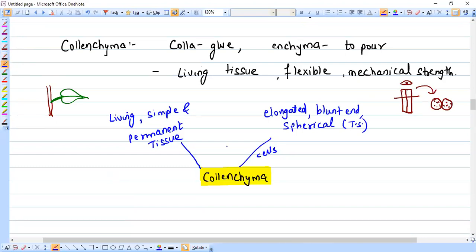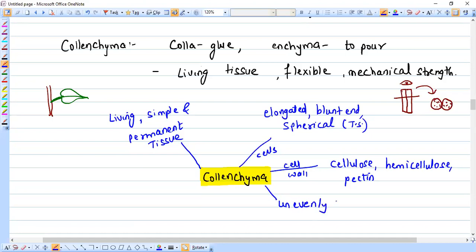Let's talk about the cell wall. In collenchyma, the cell wall is made up of cellulose, the most important part. It is also made up of hemicellulose. The cell wall is made up of cellulose, hemicellulose, and even pectin. All the collenchyma cells are unevenly thickened. Most important for MCQ: it is unevenly thick only at the margins. It means it is not thick all over the body, only at the margin it is thick.